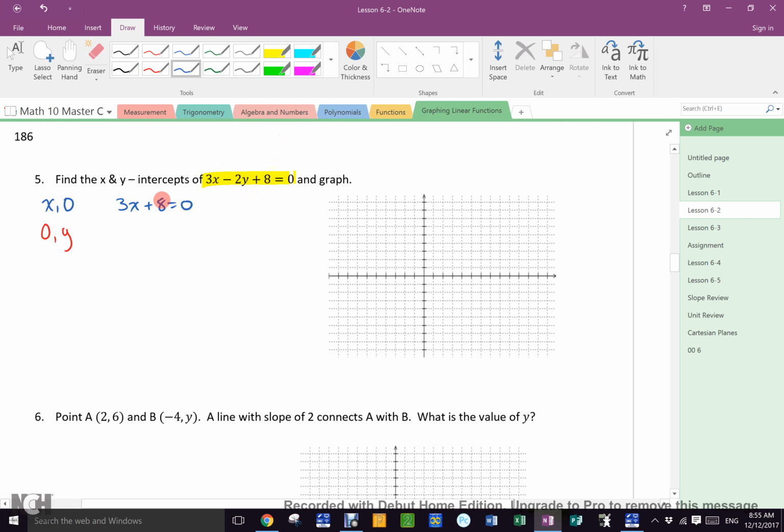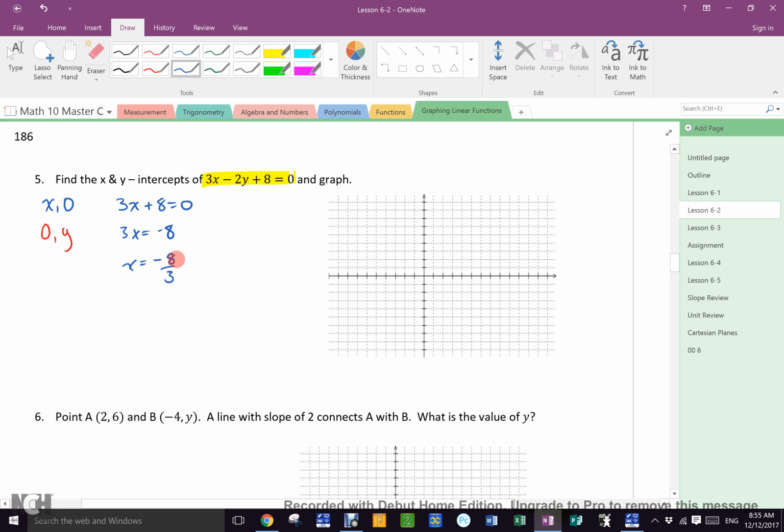So how would I solve this? What's my job whenever I see an equation that looks like that? Get x by itself. So 3x equals negative 8, right? Because I took away 8 from both sides. Everybody cool? So what does x equal? Negative 8 over 3. Basic algebra, right?